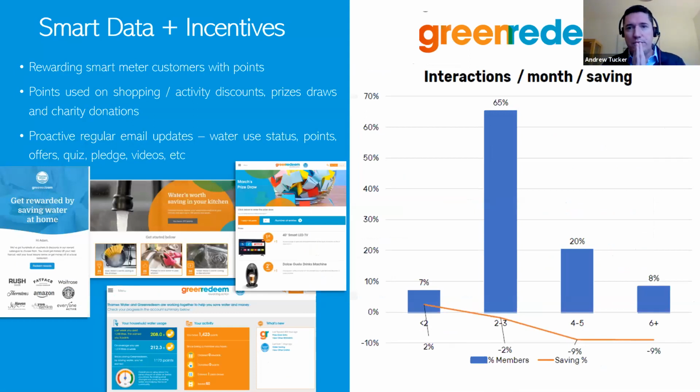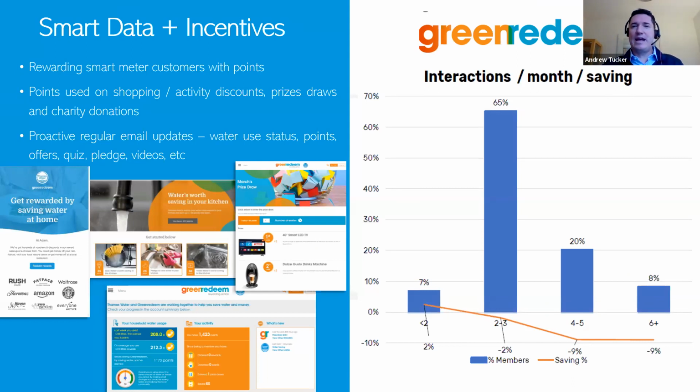So we're going a bit more innovative here, and we're now using smart meter data with customers registering for a group called Green Redeem, and it's essentially gamifying the data to reward them with non-financial incentives. So we give people through Green Redeem points based on their weekly measured consumption against their own baseline usage. And if they save water this week, they get points, and they can use those points on things like prize draws, shopping discounts and charity donations, because the points have a value.